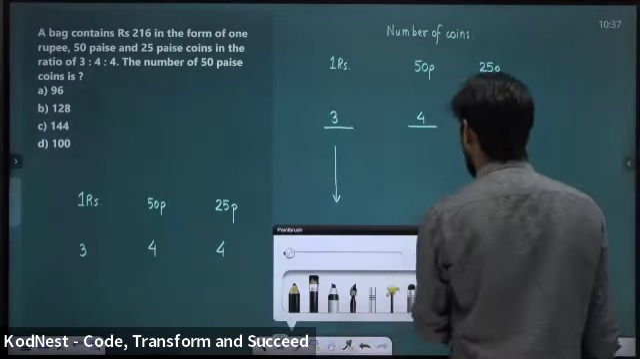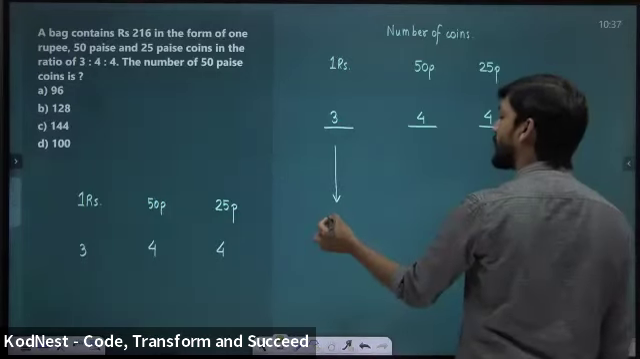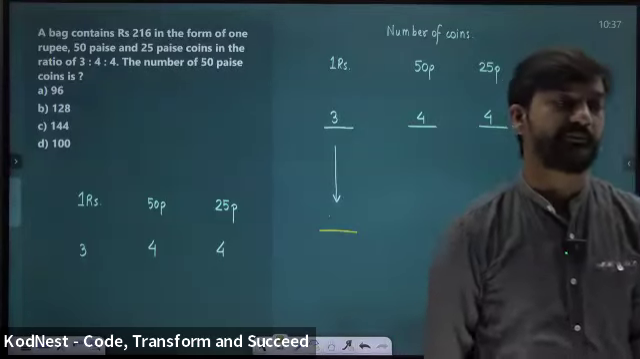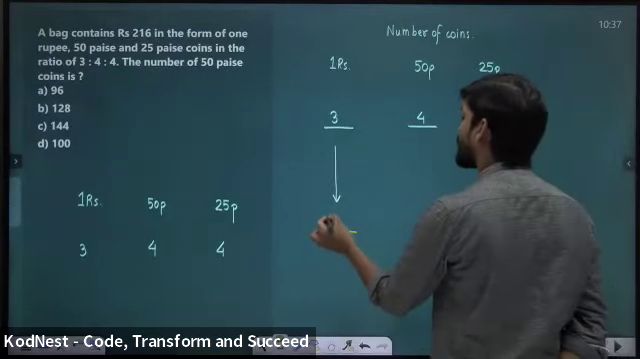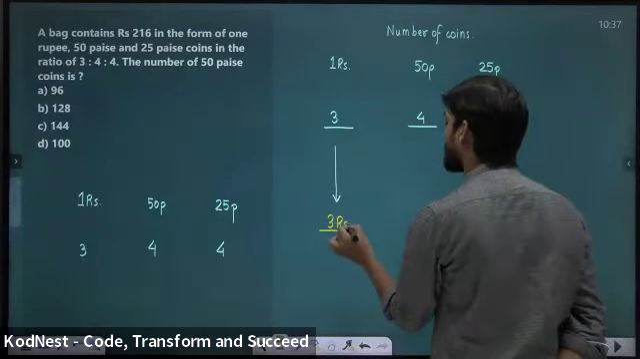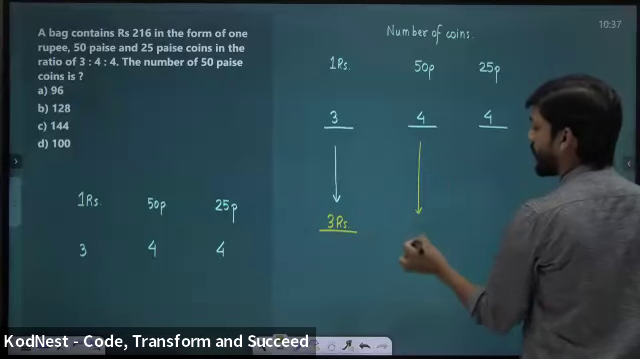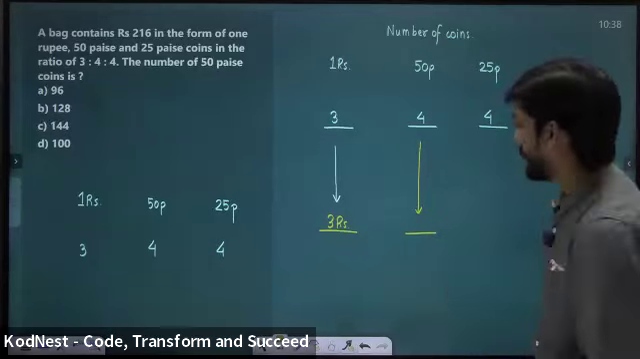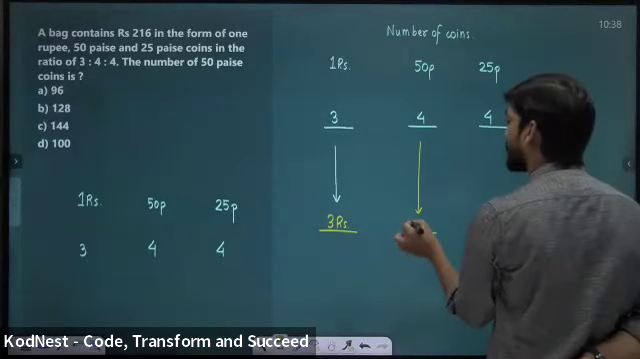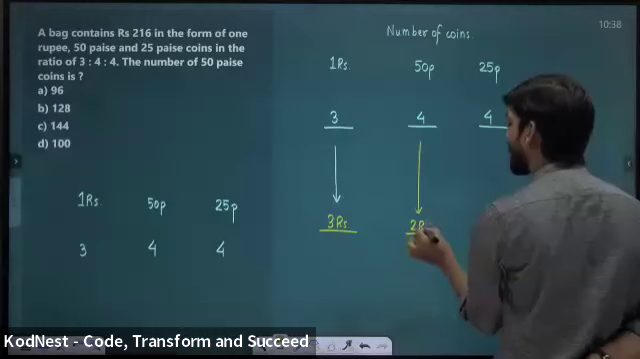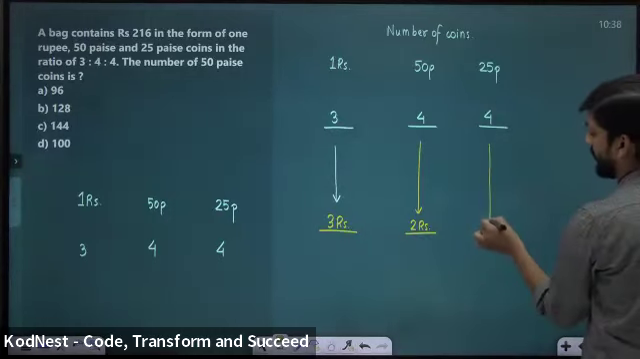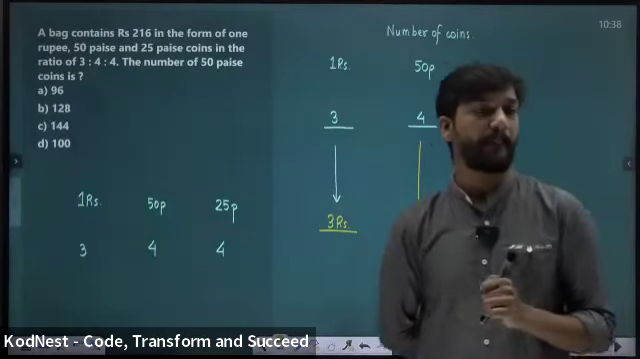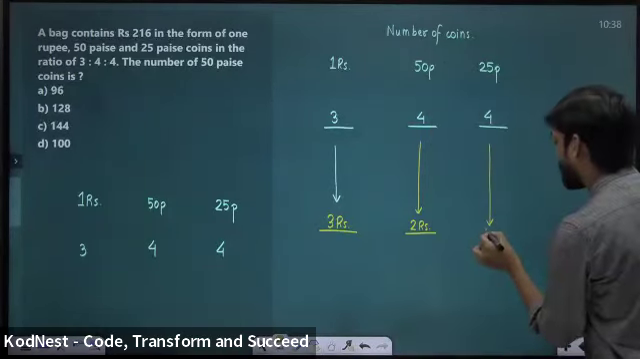3 coins of 1 rupee. How much rupee value? 3 rupees. Each coin is 1 rupee. So 3 coins, 3 rupees. Okay, 4 coins of 50 paise. How much rupee value? Half, because 50 paise is half a rupee. So 4 halves will be 2 rupees. Okay. 4 coins of 25 paise. How much rupee value? 1 rupee.